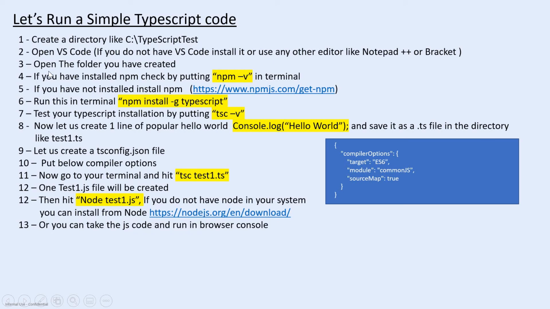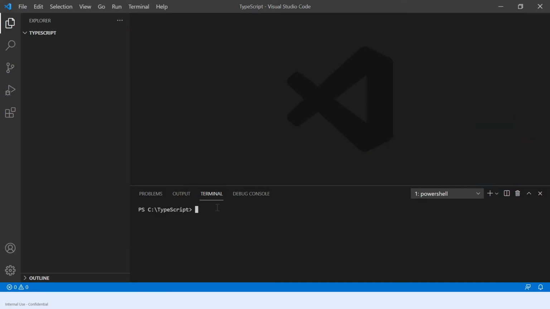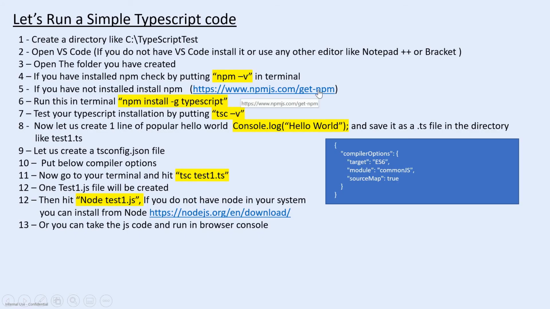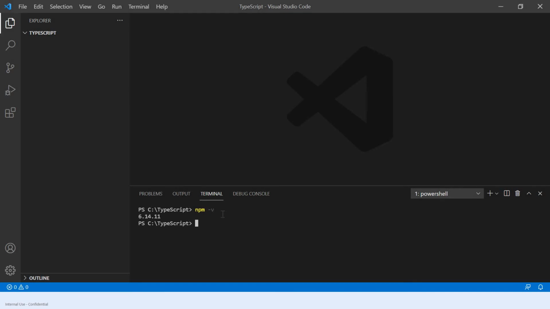Open the folder you have created. If you have installed npm, check by putting npm -v. So if you have npm, check here like this. Okay, so I have npm. If you don't have npm, go to this and download it. You will get both node and npm there. Okay, so next is npm install globally TypeScript.